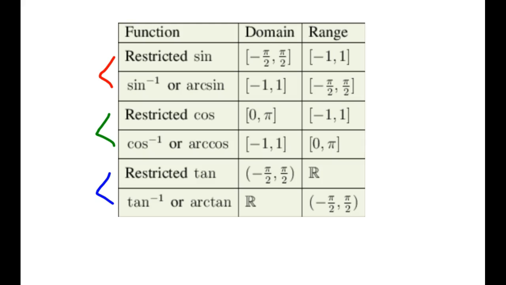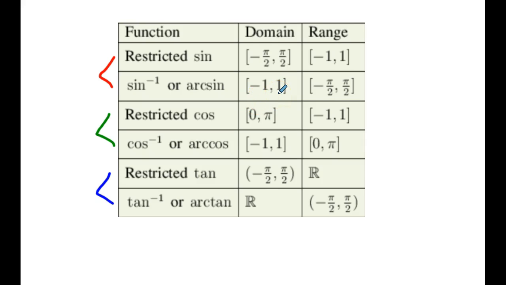Now we're going to take a look at the domain and range of our three basic trig functions and the inverses for those functions. When we're talking about the sine function, the normal domain is negative infinity to infinity. We restrict that domain to go from negative pi over 2 to pi over 2. Our range is still negative 1 to 1. We restrict this domain so that we can come up with the inverse, the arc sine, also denoted sine to the negative 1, that denotes the inverse.